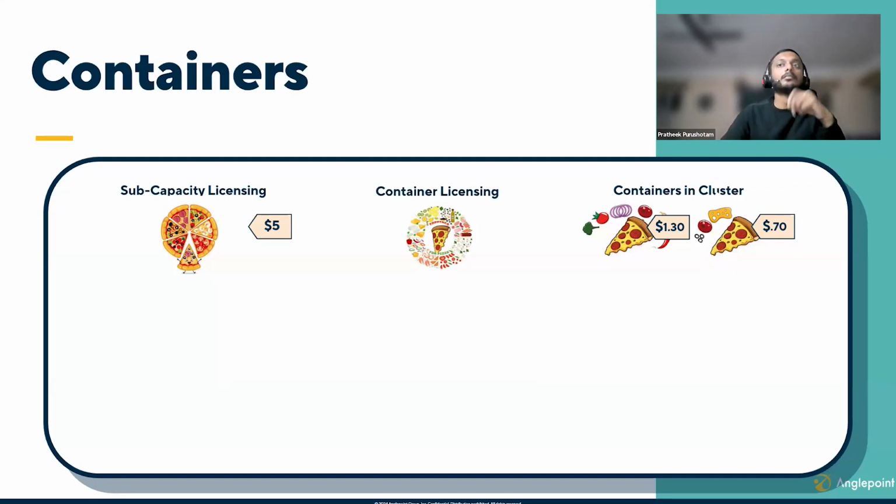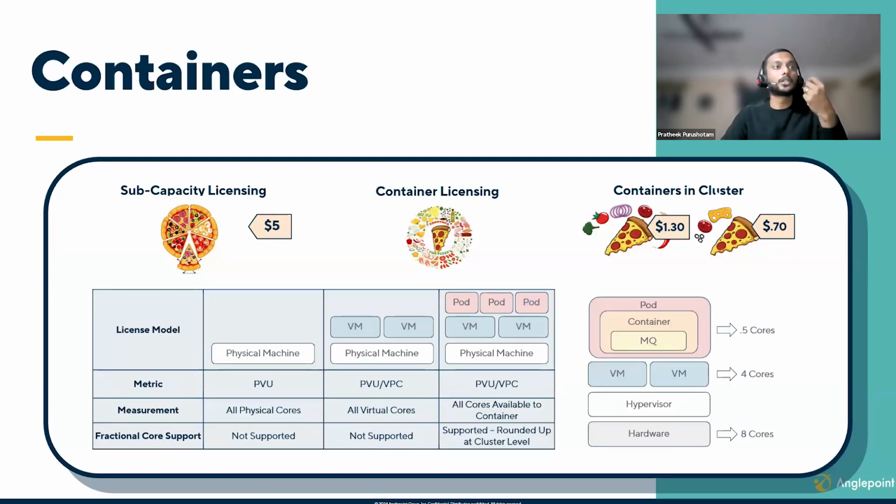Now, to show it in the server architecture: the first column represents the physical machine, where we saw the metrics. The second column is your sub-capacity licensing, with virtualization coming into play, VMs, physical machines, and how you need to license all the virtual cores, that is the VM cores of those virtual machines. In container licensing, you will have pods, where a pod is basically a group of containers with an application in it. And finally the containers, where you can assign fractional cores, and the fractional cores will be rounded up at a cluster level. So further optimization is done, and this is currently the best, most optimized way of licensing an IBM product.